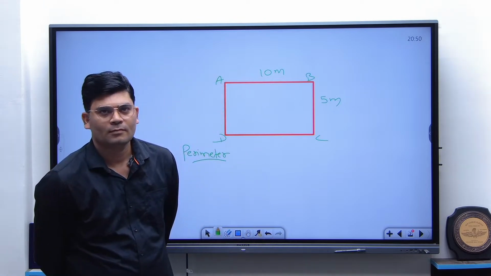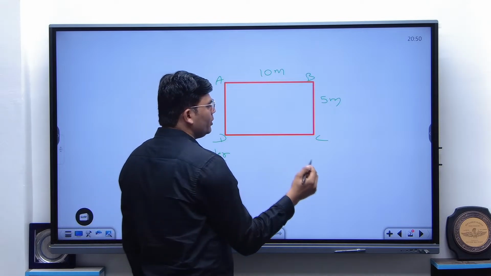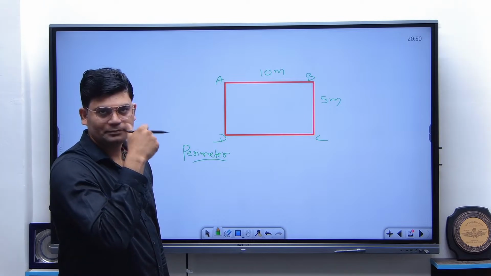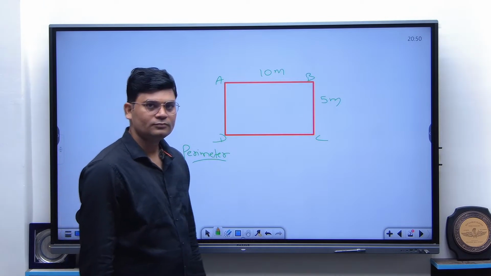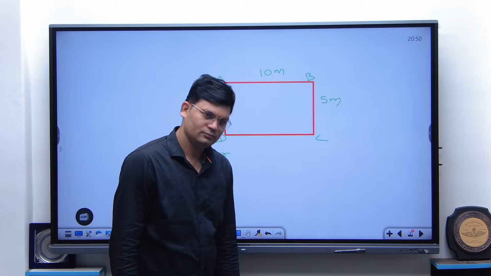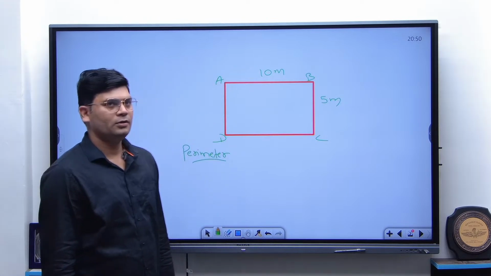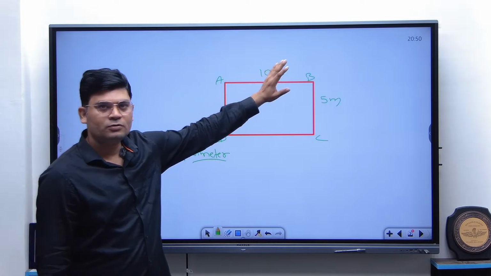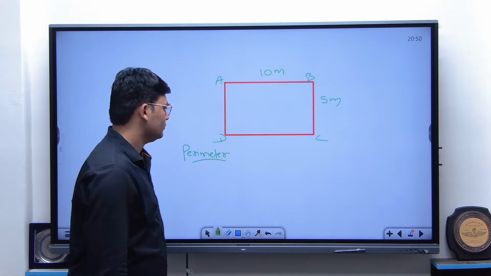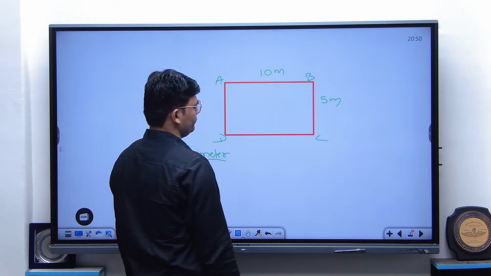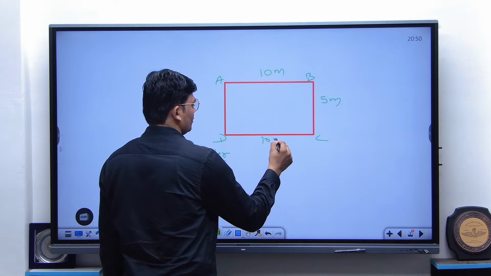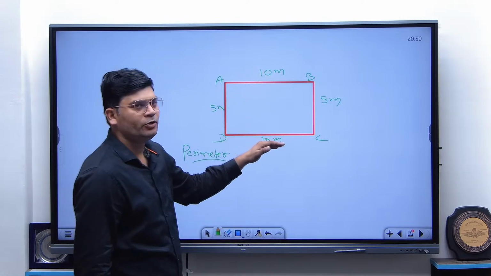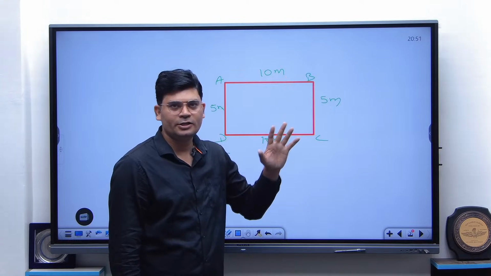30. 30. So how you calculate it? Can you tell me? Because a rectangle has opposite sides that are equal. So which means I consider that CD is 10 meter as well, and AD is also 5 meter. So did you add all the sides separately, meaning 10 plus 10, 20, 5 plus 5, 10, and then 30? Did you do like that?